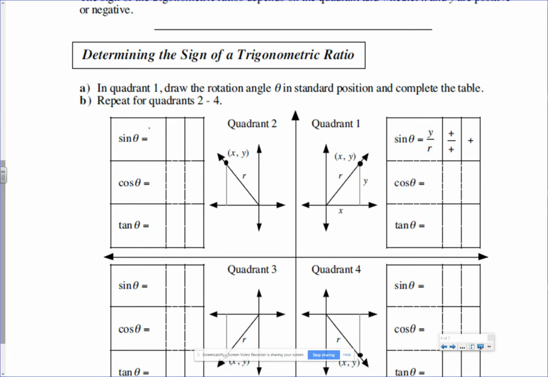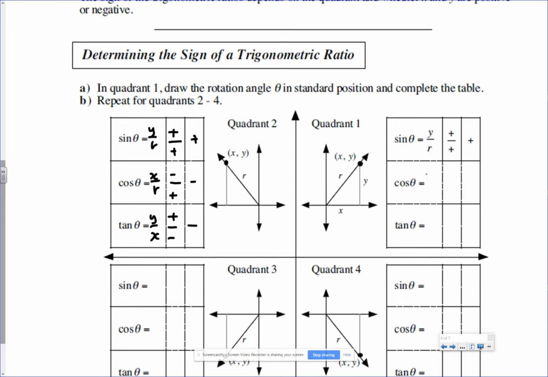So sine is y over r, cos is x over r, tan is y over x. So my first bin here, my sine would be positive, my radius is always positive, so that leaves me with positive. My cos, my x is negative, but my radius, which is always positive, so I have negative over positive, so that leaves me with negative. And then here I would have positive divided by a negative. That leaves me with a negative answer.